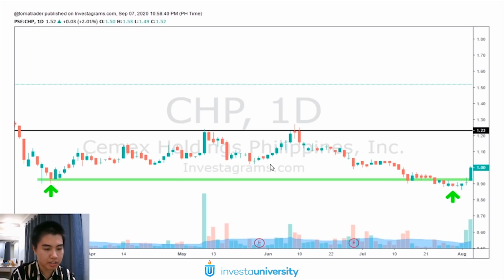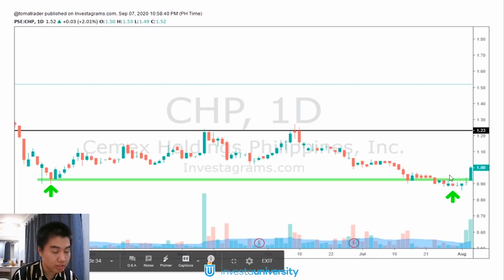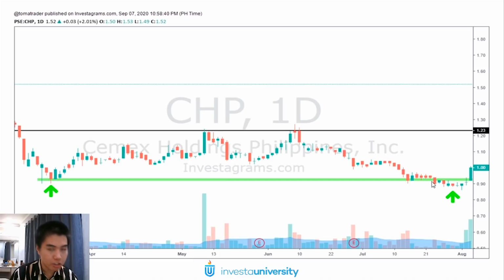Right? So, as you can see here, we have a double bottom. And guys, there's something I want to note. It doesn't need to be exact. As you can see here, it broke down. But what did it do after it broke down? It recovered after a few days. This is called, guys, a shakeout.